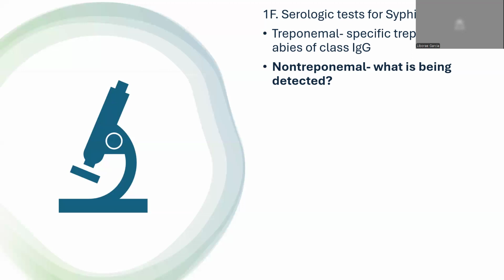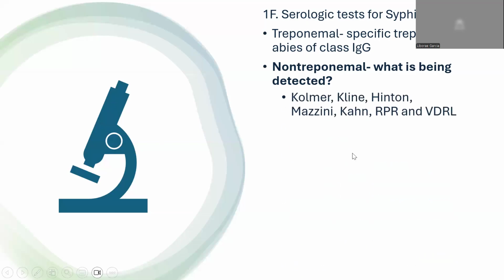And the reagin will actually increase. It can be detected 4 to 5 weeks after the infection, and it will still be increasing during the secondary stage, and then it will decrease in your tertiary stage.